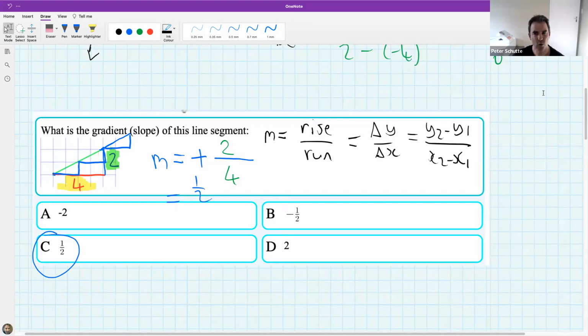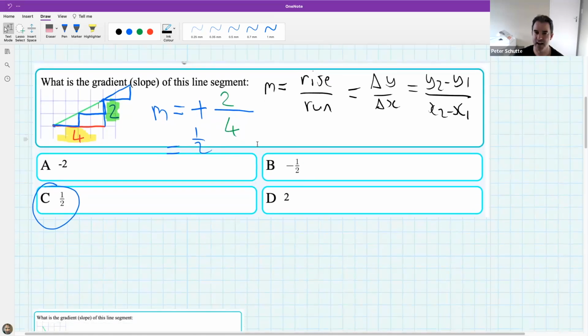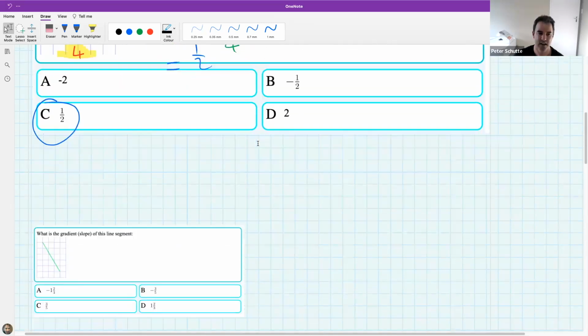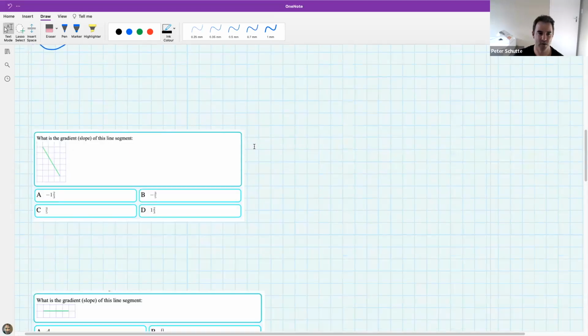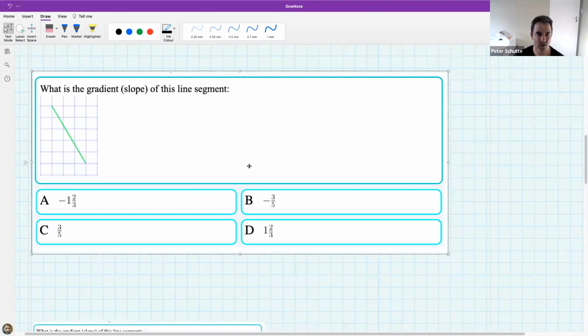Cool. So I caught a couple of you there, but I think it's because of the type of question. So we're going to do another one like this. But I think most of you have got the basic idea of this type of question. So let's try another one like this. What is the gradient or slope of this line segment?